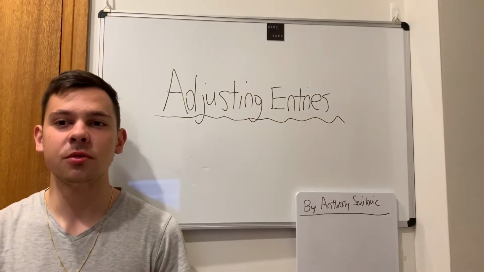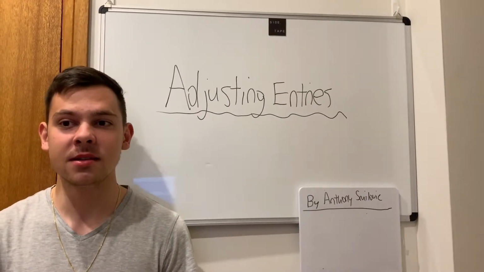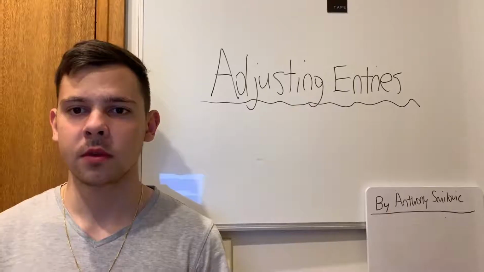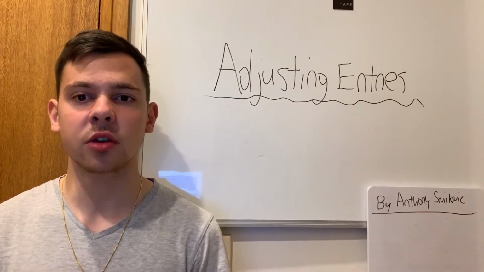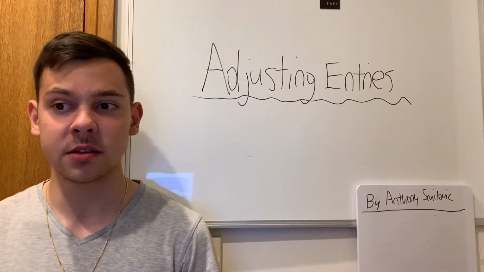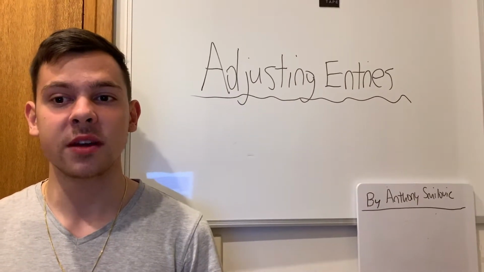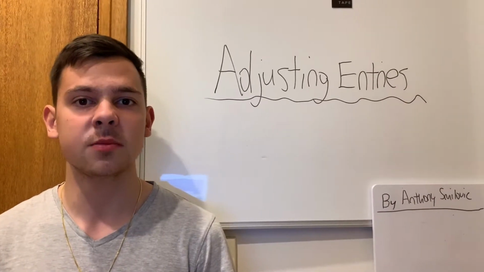Entries are made in a general journal to record revenues that have been earned but not recorded and expenses that have been incurred but not recorded. Adjusting journal entries arise due to the exchange of cash not always coinciding with the earning of revenue or incurrence of an expense. An example of this is when cash is received before revenue is earned or when cash is paid after an expense is incurred.